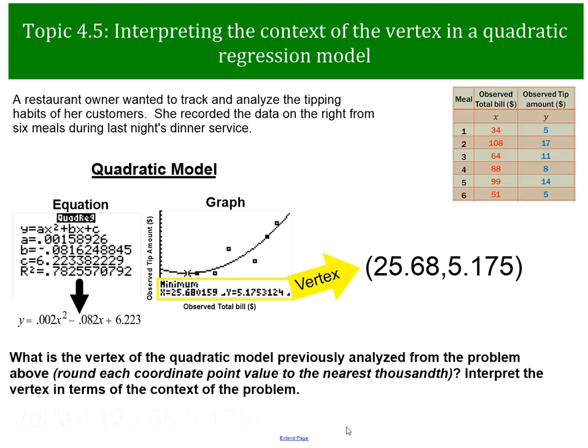Does it make sense? So the vertex here is 25.68 comma 5.175, right? I did some rounding, obviously we can see from this screen. But first, what is the vertex? Well, that's just your round whatever number is given to you on screen here.